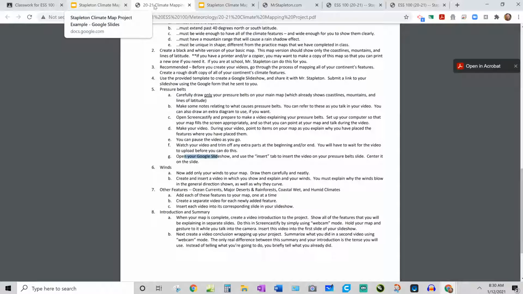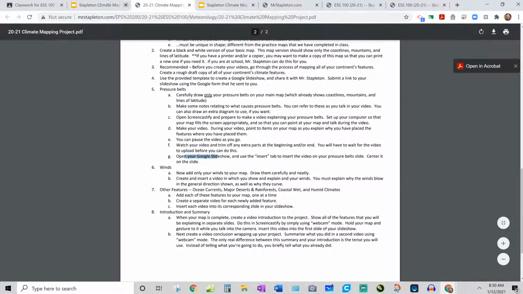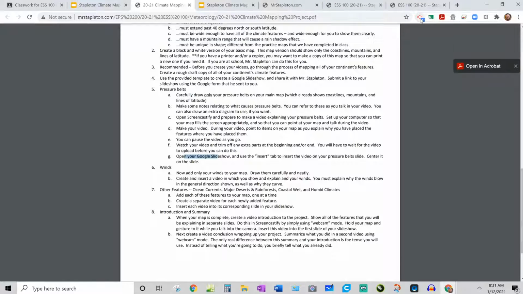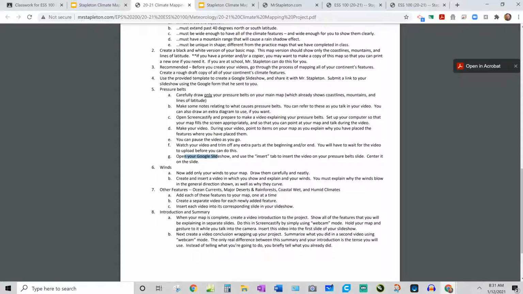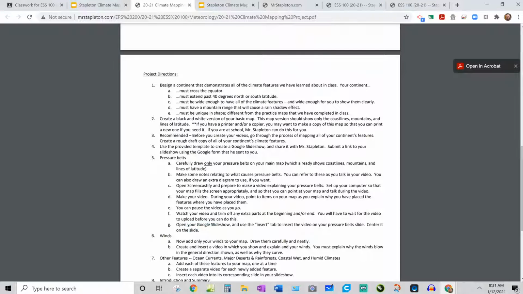I'll also put another video link in there showing you how to rename these videos. When you make a video in Screencastify, it'll go right into your recents folder or recents in Google Drive, and you can rename those things. I renamed mine pressure belts, winds, and that way when I went to insert them in my slideshow it was easy.